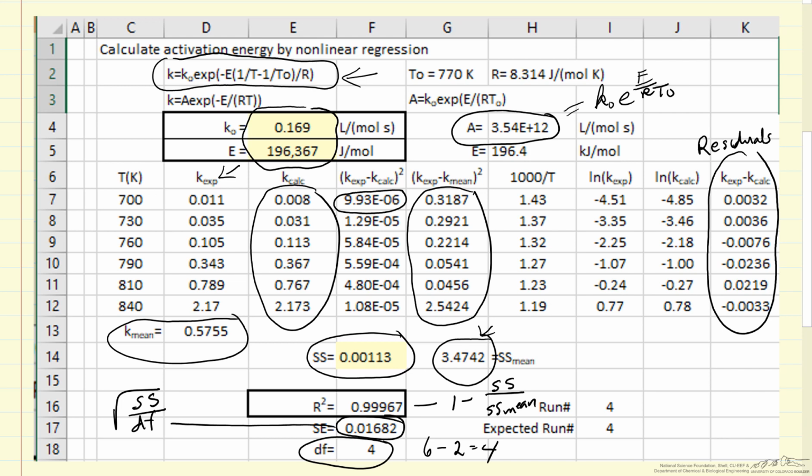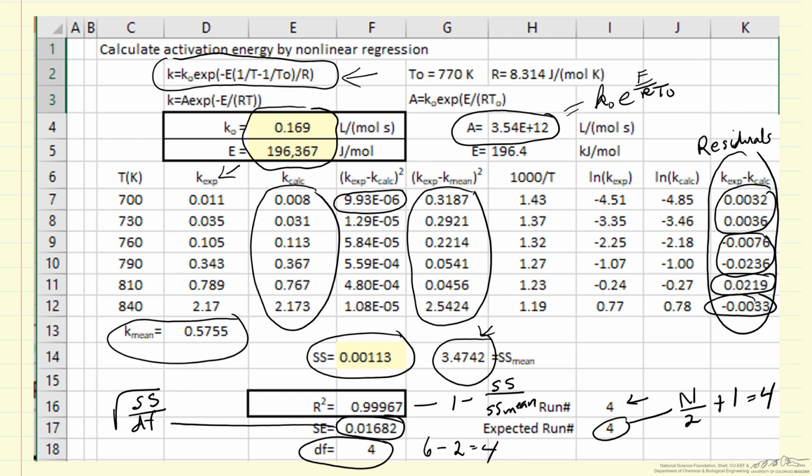Now, the run number. We look at the difference between the experimental and the calculated values. These are also called residuals. And we look at how many separate sets of numbers of the same sign we have. So this is 1, they're both positive. This is 2, they're negative. This is 3, positive. 4, negative. So the run number is 4. The expected run number is the number of data points over 2 plus 1, which happens to be, in our case, also 4.